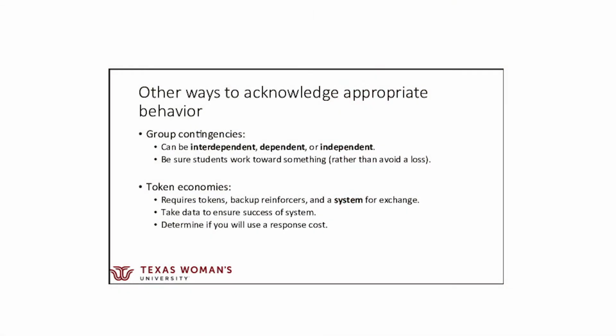Other ways to acknowledge appropriate behavior, group contingencies. A lot of you probably do this kind of thing already. You have a jar, and when the students get to a certain point, the whole class has a party, right? There's different kinds of options.